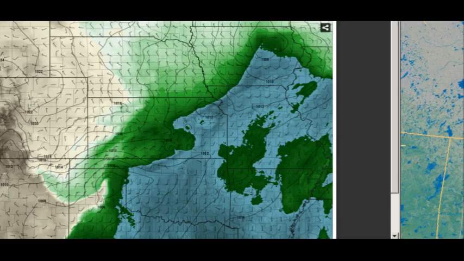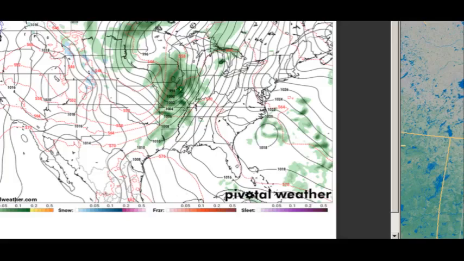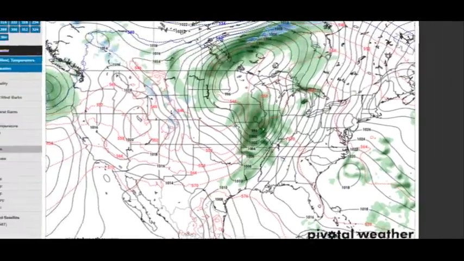Okay, so let's continue on with the forecast. Now I think we're going to start switching over to the GFS, and let's take a look at what's going to happen.